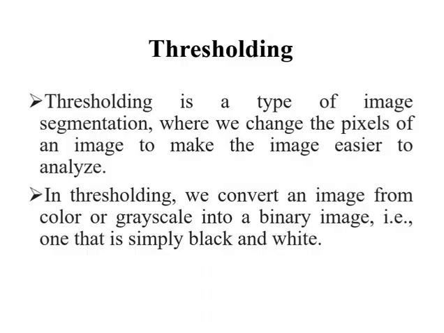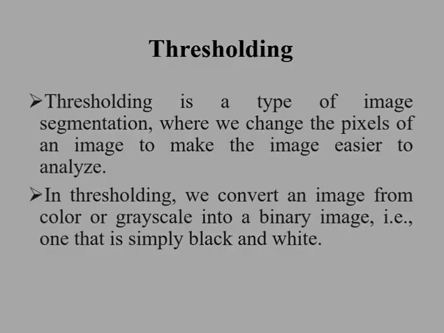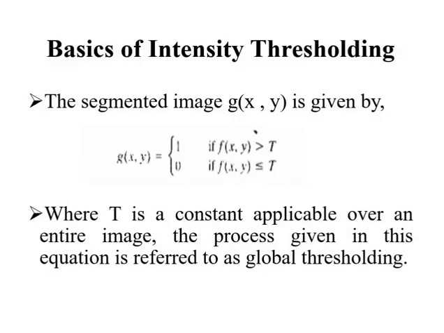Next topic is thresholding. Thresholding is a type of image segmentation where we can change the pixels of an image to make the image easier to analyze. In thresholding, we convert an image from color or grayscale into a binary image, that is, one that is simply black and white. We are converting the color image into a black and white image. This is the function of thresholding.